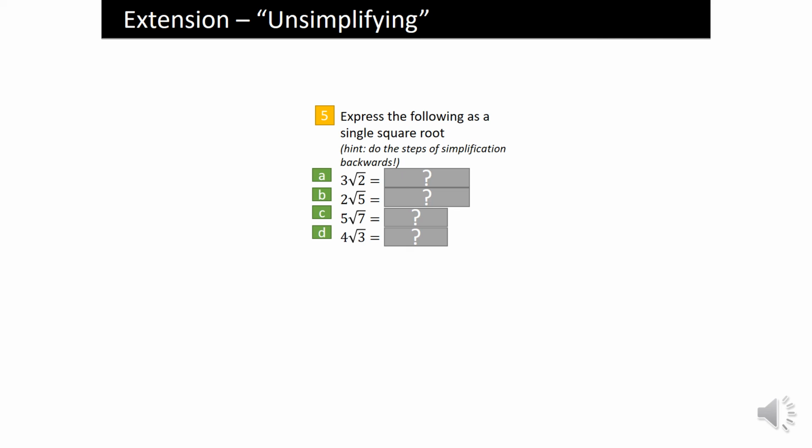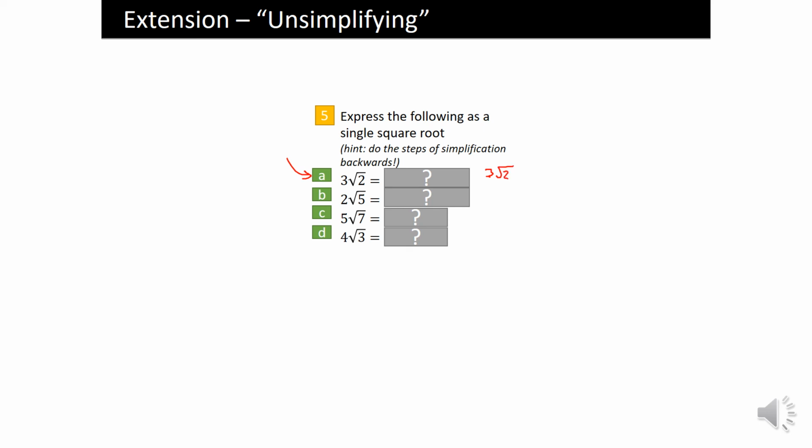Okay, so this one is expressing something as a single square root. So it's kind of the opposite of simplifying. So I've called it unsimplifying. So basically, it's going from a simplified surd to just a single square root. So we'll start off with this one, and then I'll leave the last three to do as practice. So we've got 3 root 2.